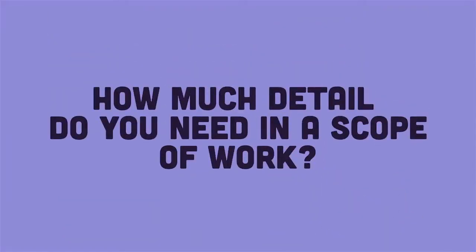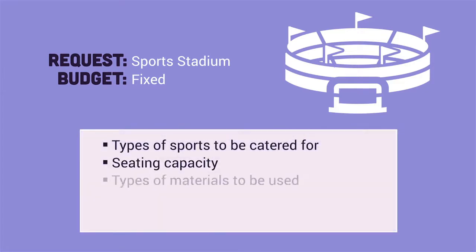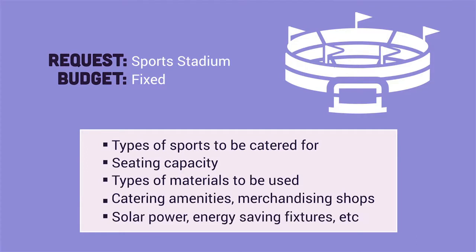The final thing to know is how much detail needs to be in a scope of work. Say you've requested the design and construction of a sports stadium within a fixed budget. What high-level and specific requirements do you need to include? Remember, this is a major capital investment. Here are just a few.